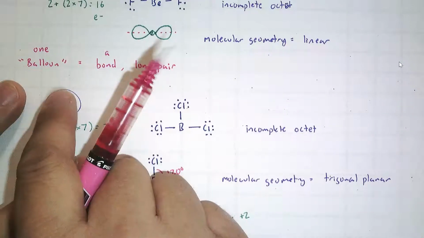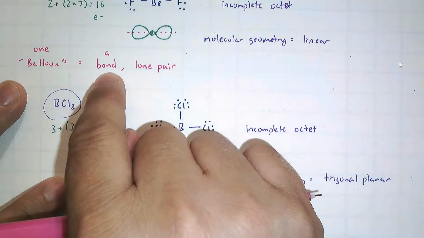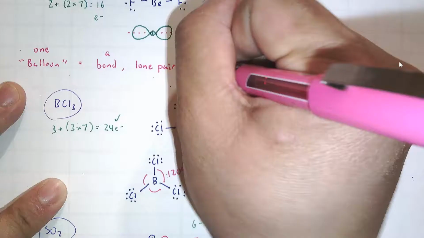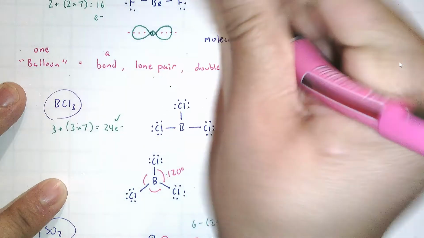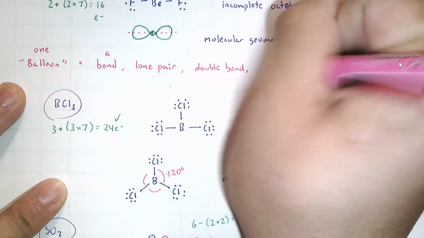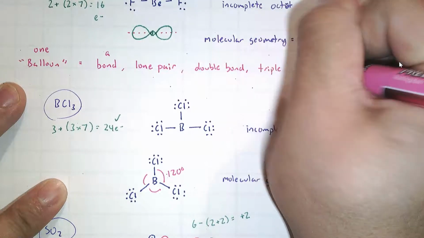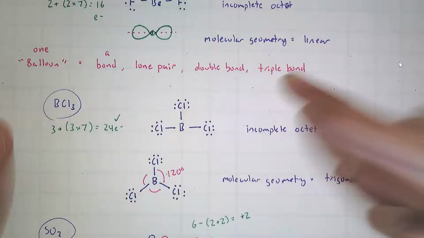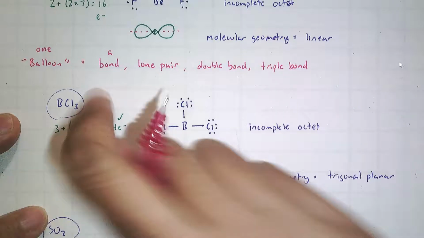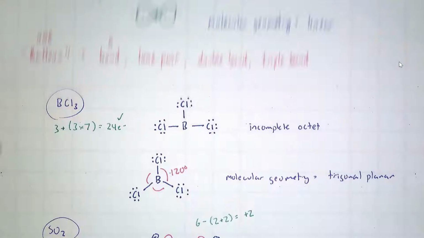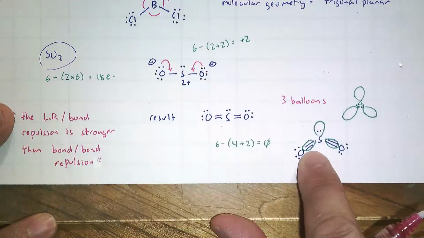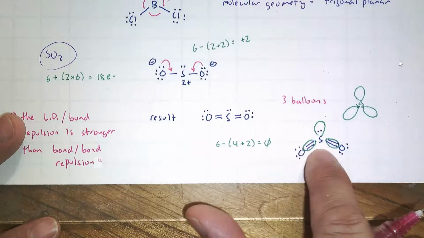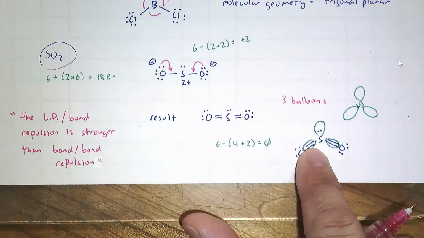Before I tell you the real number, let's add to our list. One balloon can be a bond, a lone pair can be one balloon, and even a double bond can be one balloon. We don't see an example here yet, and I don't think we're going to see an example in this video, but a triple bond is also considered one balloon. So don't get confused because you see 2 bonds here, right? It's not 2 balloons, it's one balloon that encapsulates those 2 bonds.